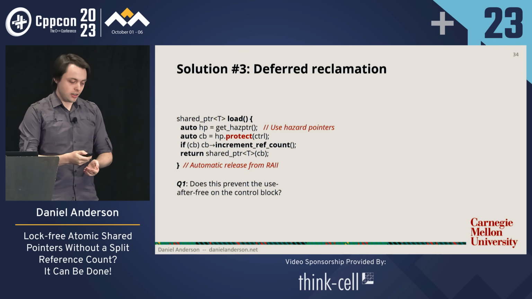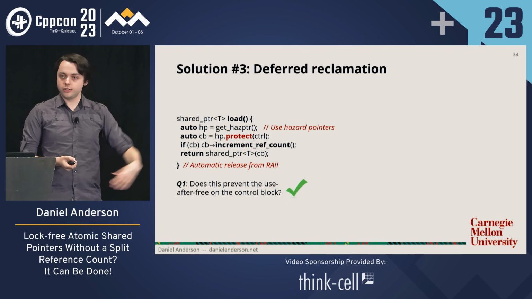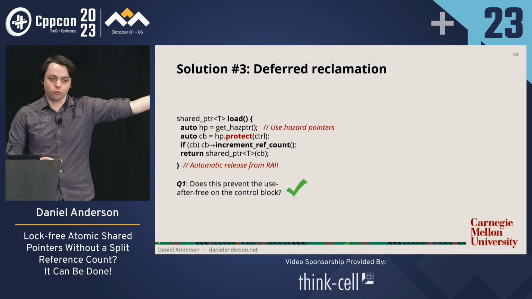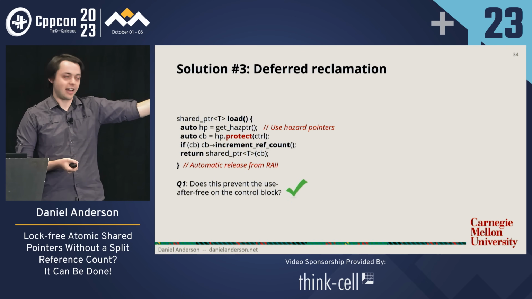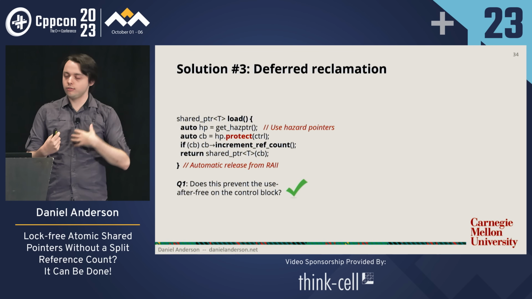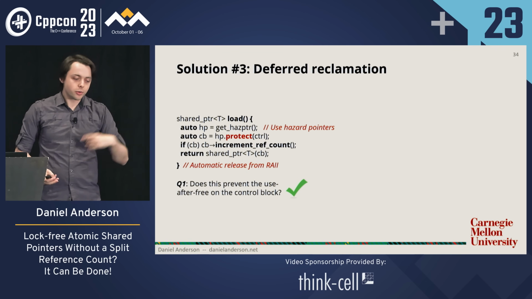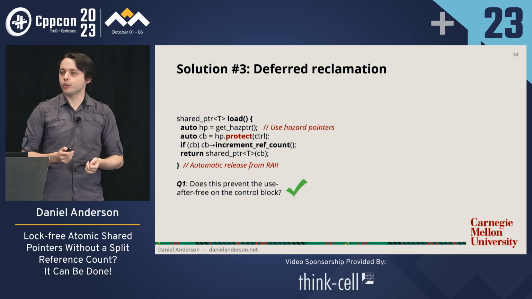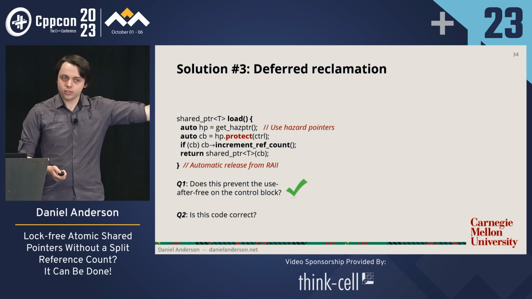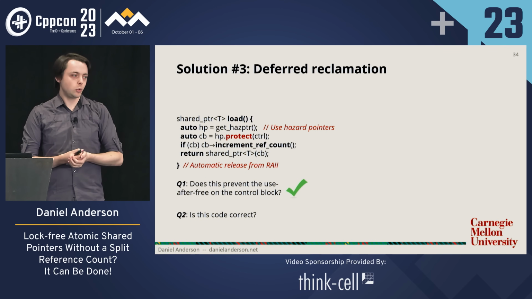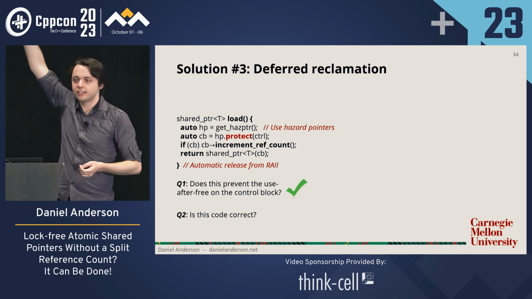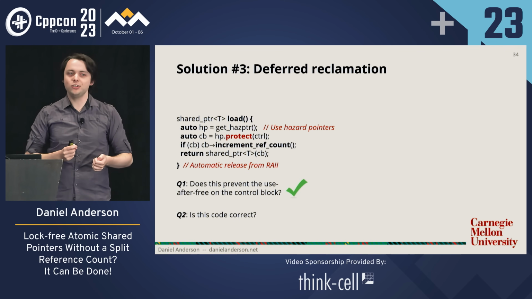Okay. So if hazard pointers aren't lying to us, yes, this prevents the use after free on the control block, right? That's what it's designed to do. Hazard pointers tell us, I promise you, you protect this. I'm not going to delete it until after you're done with it. So it does prevent the use after free on the control block. But is the code correct? Who thinks this code is correct? Who thinks this code is incorrect?